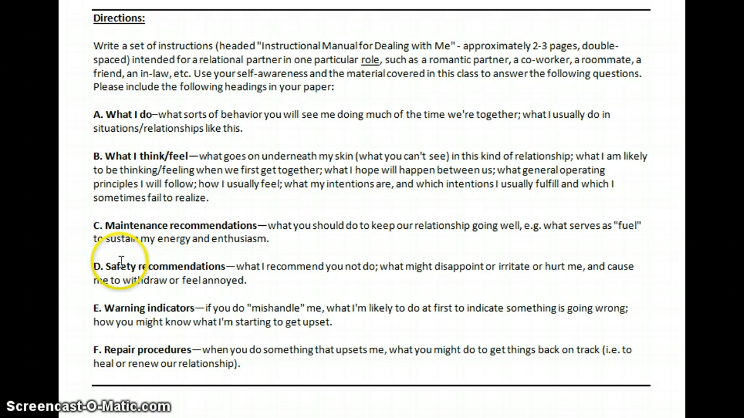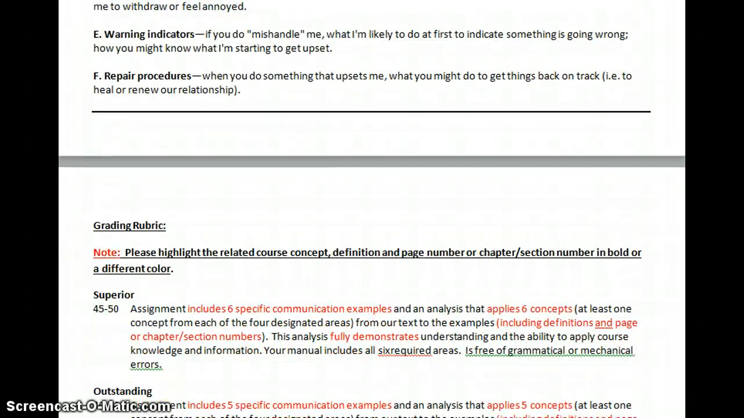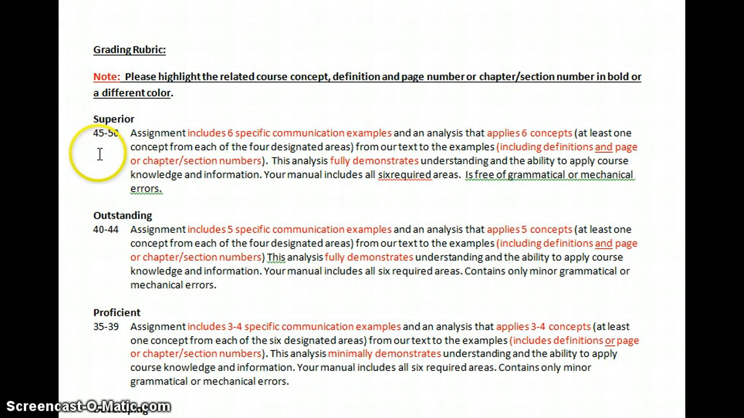So again, I'm looking for you to write all of those sections, making sure that you have at least one concept from all 4 of these sections. And if you notice down here, here's the grading rubric. An A paper would be a 45 to 50 page paper. Oh, and you know what, folks? That is incorrect. As I'm looking at that, this paper is not worth 50 points. It's worth 25 points. So I will make a change to that and upload it to our D2L site. However, the criteria is the same. So disregard the points over here, but know that it's on that same 70, 80, 90% scale. But I still am looking for 6 specific communication examples.